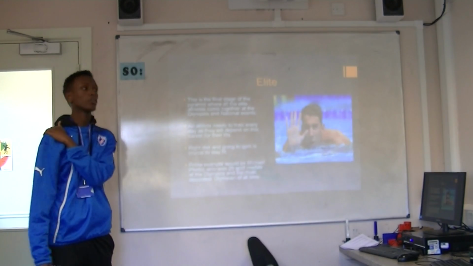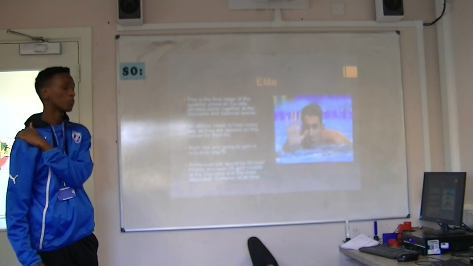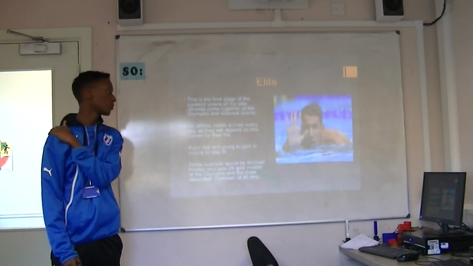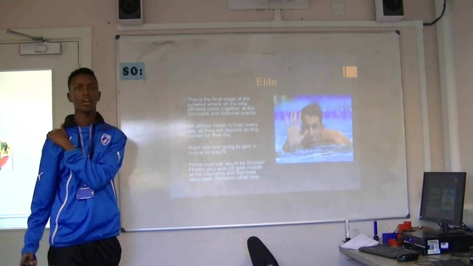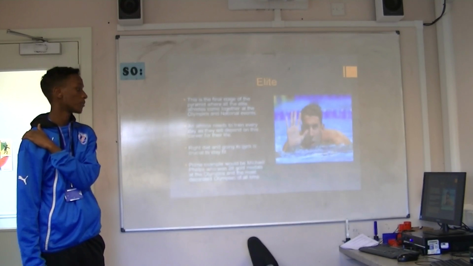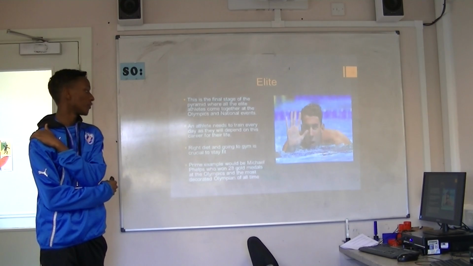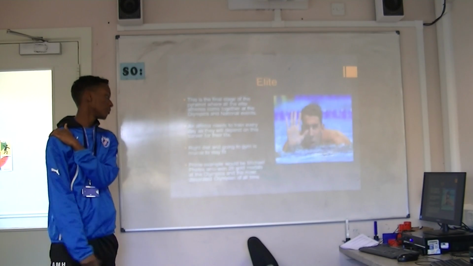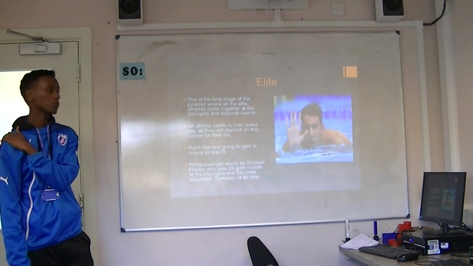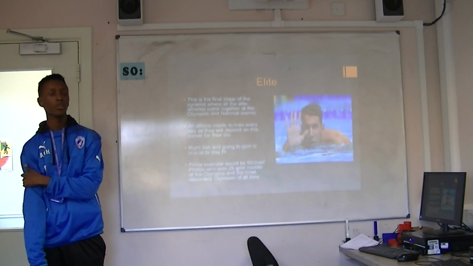Elite, this will be the final stage of the pyramid, where all the elite athletes come together during the Olympics, for example. This means that the athlete makes it a usual lifestyle and a career, and it is important that the person has the right diet and goes to the gym to stay fit. A prime example would be Michael Phelps, who won 28 gold medals at the Olympics, and is the most decorated Olympian of all time.